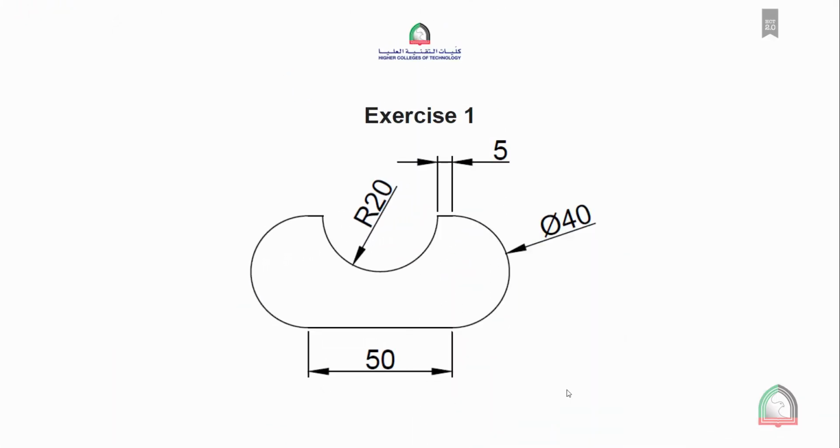So here we have exercise number 1. It is a slot with a semicircle of radius 20. We can have two approaches over here. We can use the line command alone to complete this figure, or we can go with the slot option. I will show you those two methods.